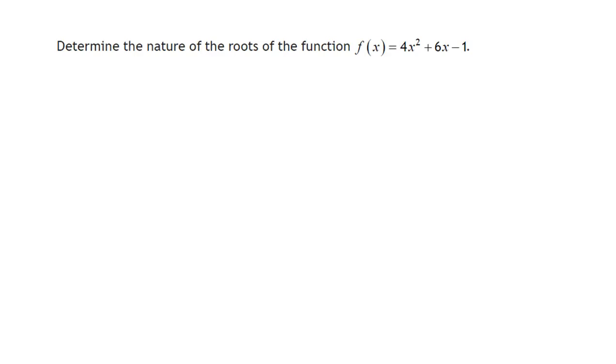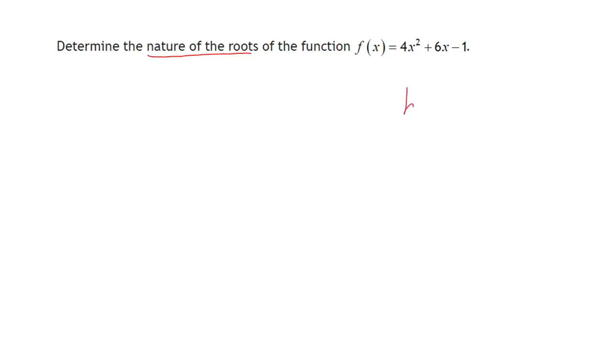This question here focuses on the nature of roots of a quadratic function, given by f of x equals 4x squared plus 6x minus 1. Now remember, as soon as you start to see the phrase nature of the roots, what we need to instantly think of is the same thing every single time. We need to think of the discriminant.